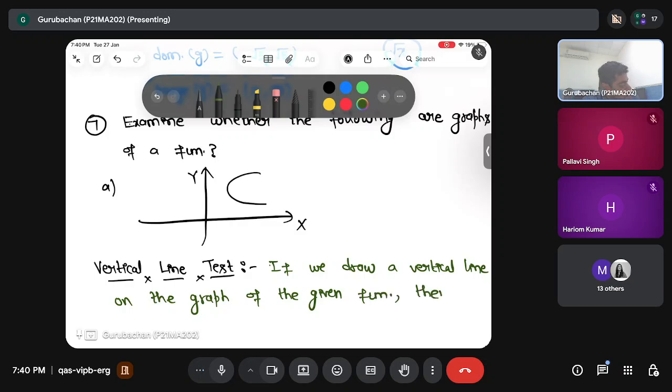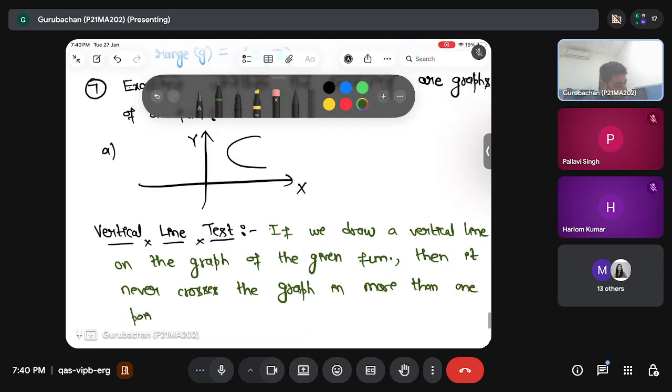then it never crosses the graph in more than one point.